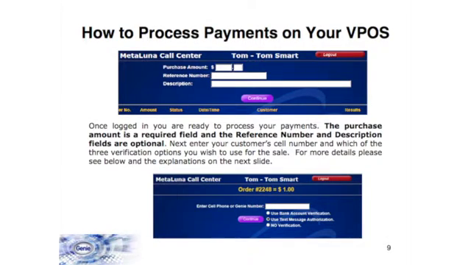How to process payments on your VPOS. Once logged in, you are ready to process your payments. The purchase amount is a required field, and the reference number and description field are optional. Next, enter your customer's cell number and which of these 3 verification options you wish to use for the sale. For more details, please see below and the explanations on the next slide.